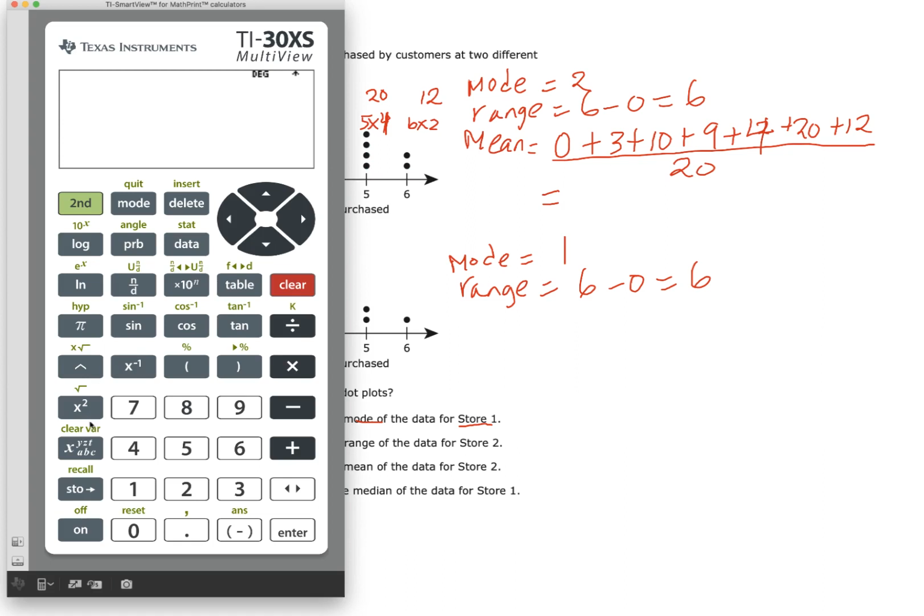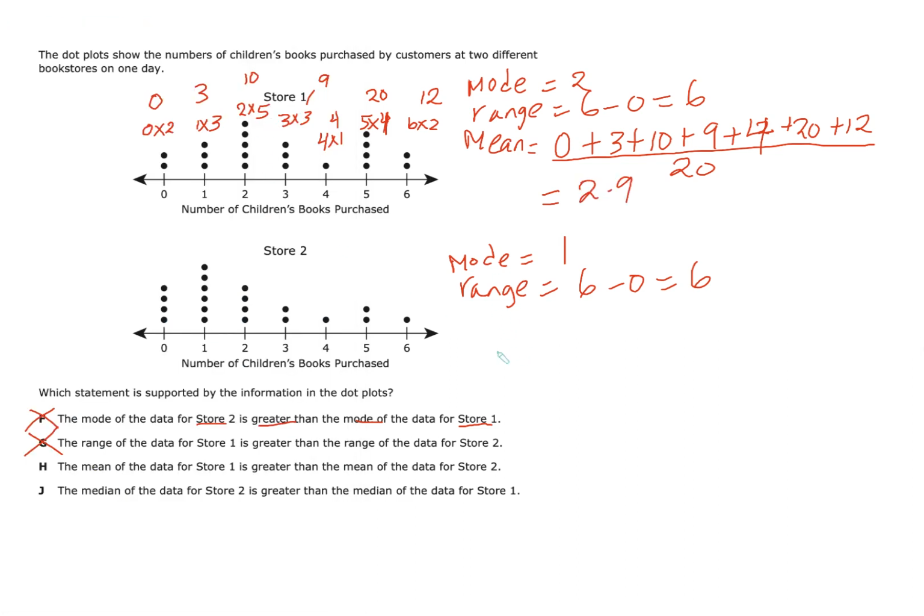So let's add everything in a calculator. So I have 0 plus 3 added to 10, added to 9, add 4, 20, and 12, which gives a value of 58. And I'm going to divide that by 20. So I have a mean of 2.9 for store 1. Let's find the mean for store 2.